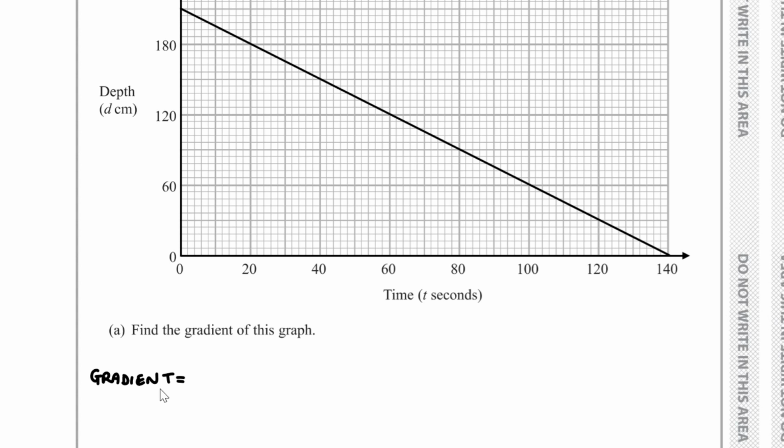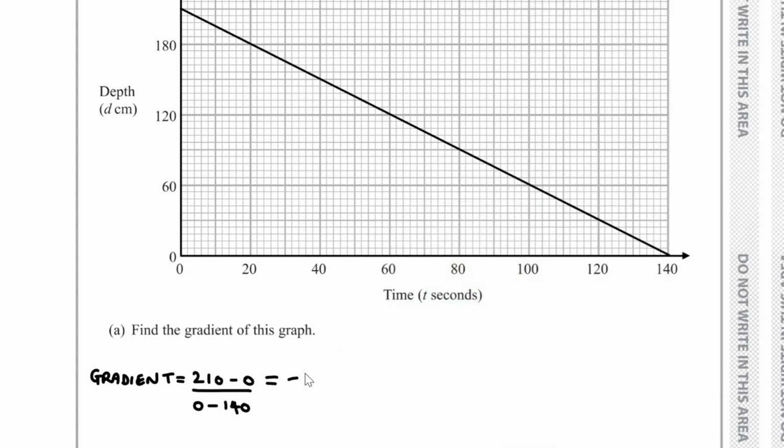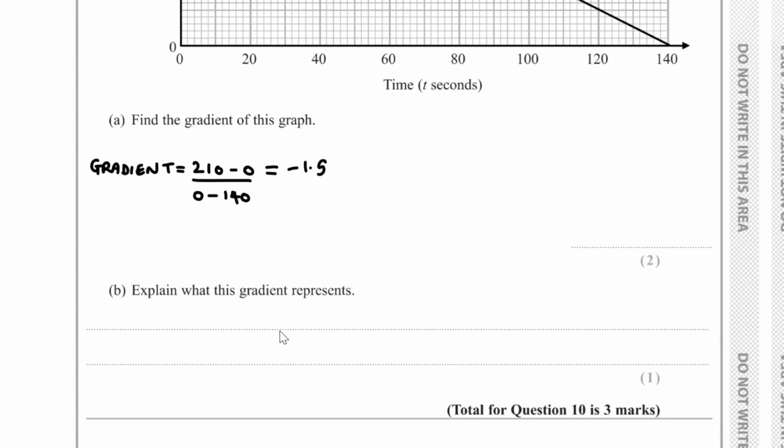is equal to the change in y. Well, here we've got the point 210. And then here we've got the point 0 in terms of the y coordinates. And the change in x, we have 0 take away 140. So if we work this out, 210 divided by minus 140 is minus 1.5. So the gradient is minus 1.5.